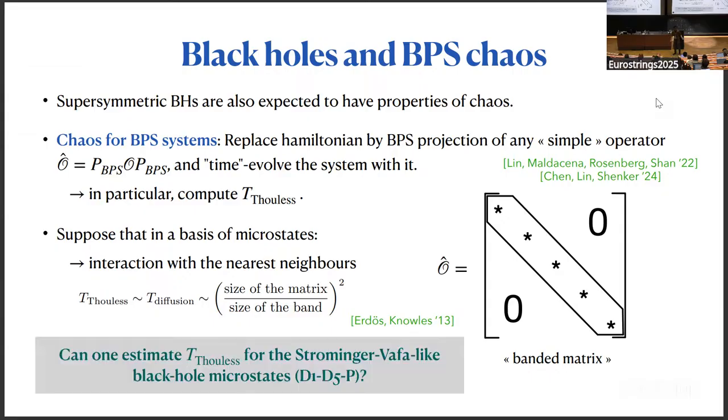Now we are at the Eurostrings conference, and we kind of know string theory, and we definitely all love string theory. And the question is, can one estimate the Thouless time for the Strominger-Vafa-like black holes, for the black hole microstates? For example, the D1-D5-P system.